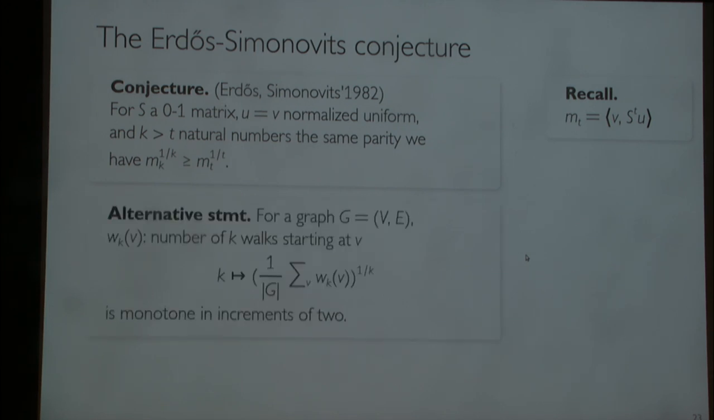How they phrase it is the following. Suppose I have a graph. Denote by wk(v) the number of k walks starting at this particular v. Now what we do is pick a uniform random vertex and count the number of k walks, and take this expectation to the power of 1 over k. They conjecture that this, as a function of k, is monotone increasing, but only in increments of 2. You can easily see, well, maybe not so easily, that it doesn't hold when you switch parities.